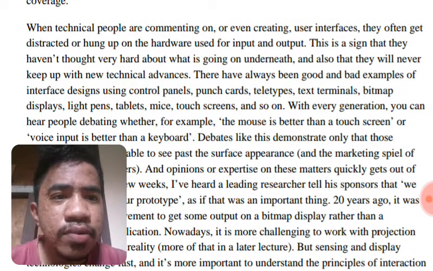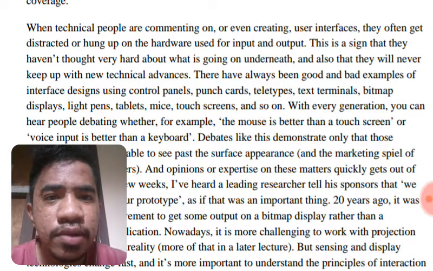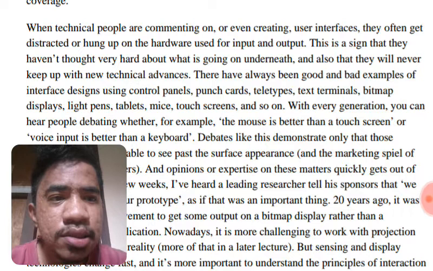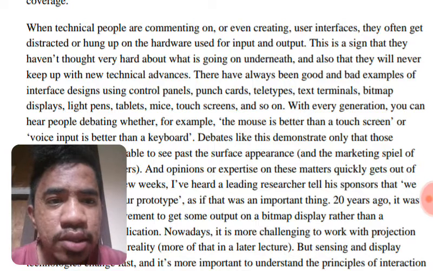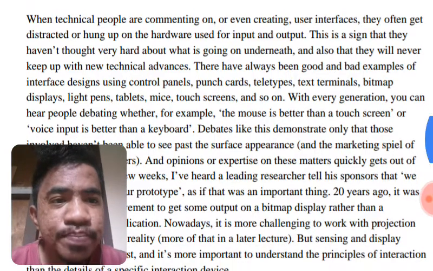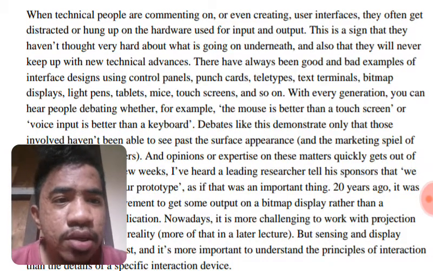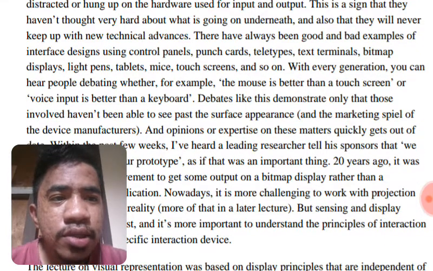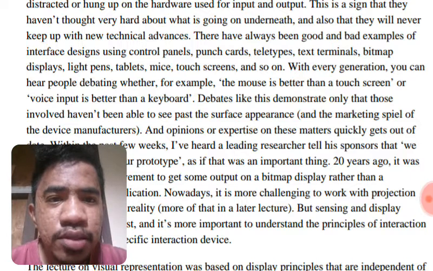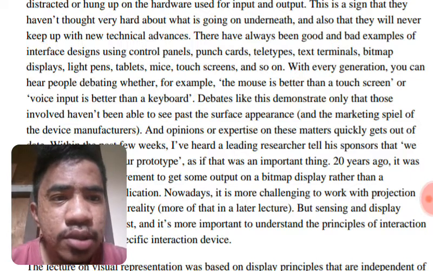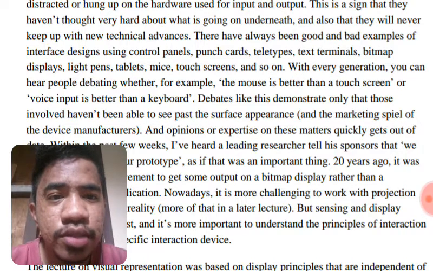There have always been good and bad examples of interface design using control panels, punch cards, teletype, text terminals, bitmap displays, light pens, tablets, mice, touchscreens, and so on. With every generation, you can hear people debating whether, for example, the mouse is better than a touchscreen or voice input is better than a keyboard.